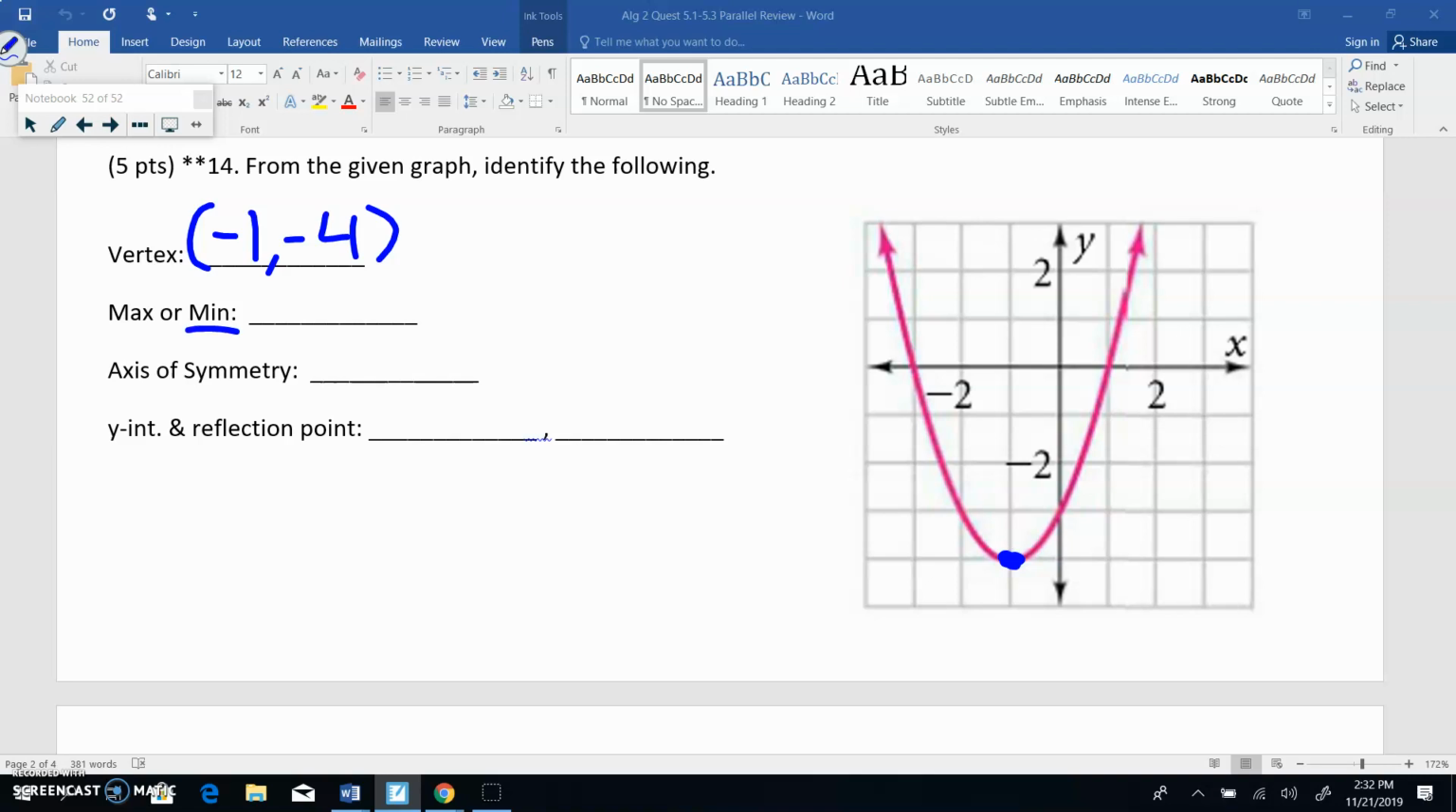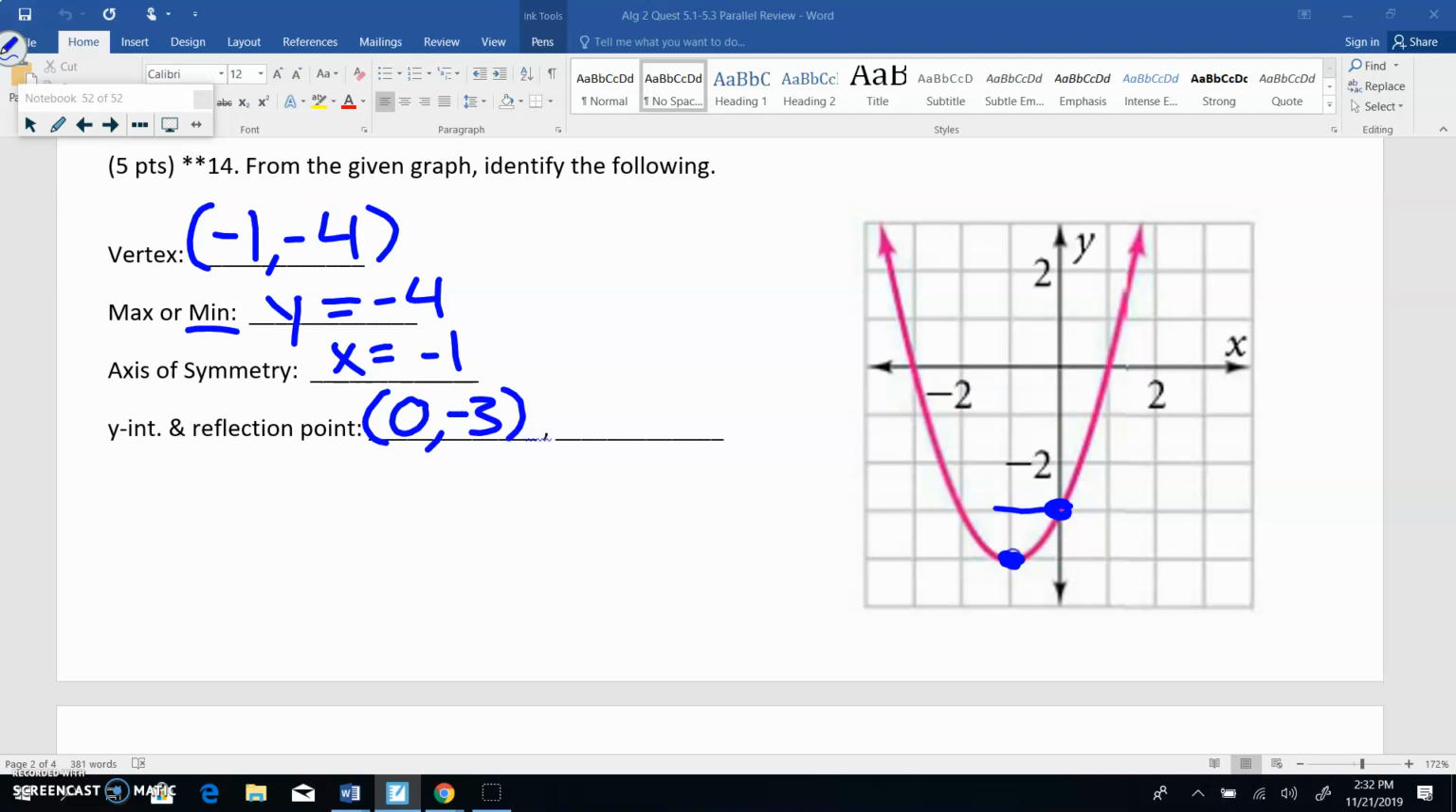And the answer to this is the y-coordinate of your vertex, so that will be -4. The axis of symmetry is the x-coordinate of your vertex, so that would be -1. And then we have the y-intercept. The y-intercept occurs where the graph crosses the y-axis, so that would be right here, which is at 0, -3. Remember, all y-intercepts better have an x-coordinate of 0.